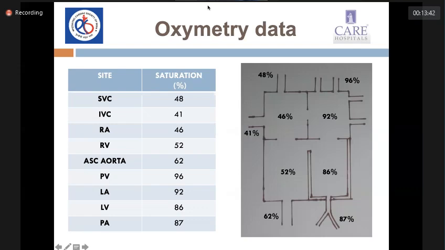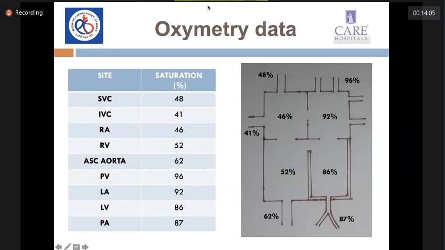Yes, sir. And then we do not see any significant step up at RA or RV level, but the PA saturation is extremely high, which is 87. In comparison to the ascending aorta, the PA saturation is higher than the aorta. It signifies that there is transposition physiology in this case, according to oximetry, sir.